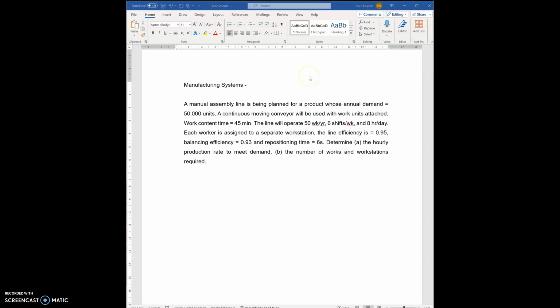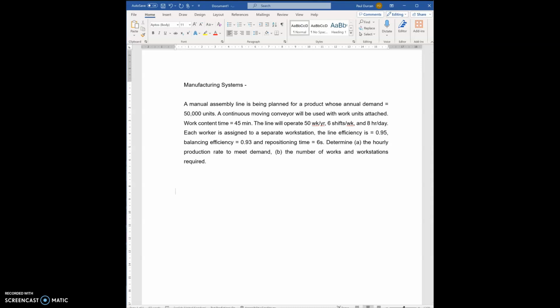Okay, just recording a quick tutorial there on a manufacturing systems type question. So we have a wee question here that would have been asked in previous exams. There's some worked examples here. So it asks for a few things here. We're asked for A, the hourly production rate to meet the demand, and then B, the number of workers and workstations required.